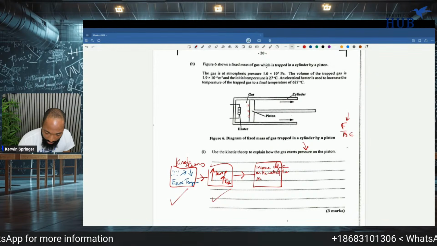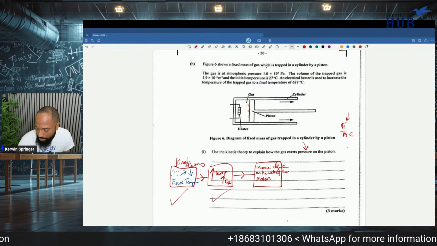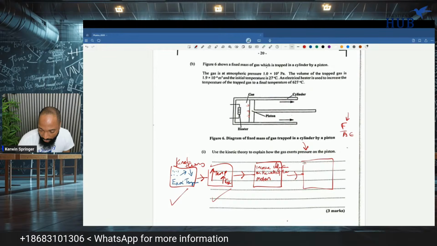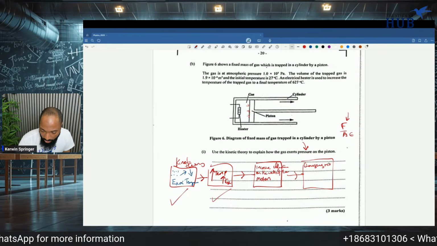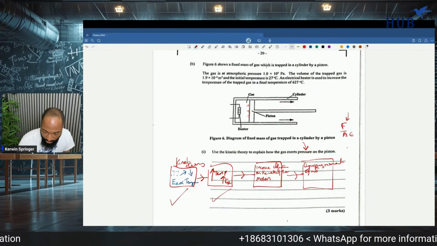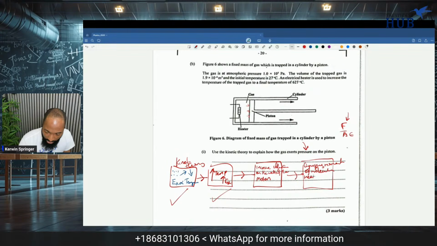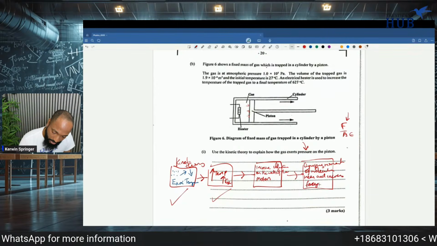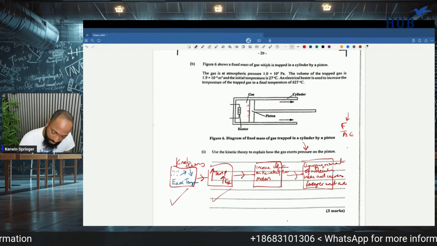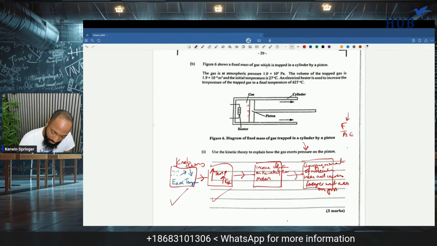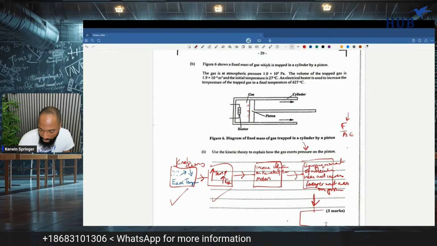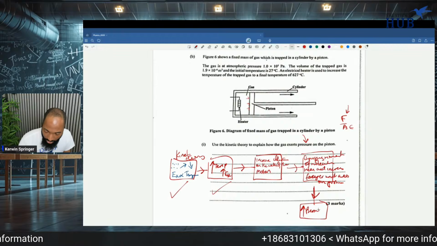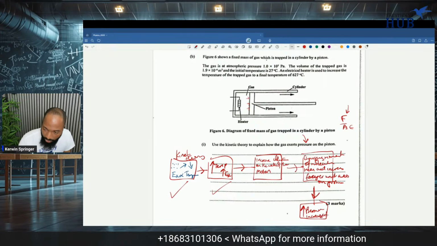And then you could use some nice maths, some nice physics, to show that's force over area. Increased collisions, and change in momentum is force. Changing momentum of molecules means an increased force per unit area on the piston. And then you just say therefore, that's how the gas exerts pressure on the piston. So therefore, pressure is increased on the piston.